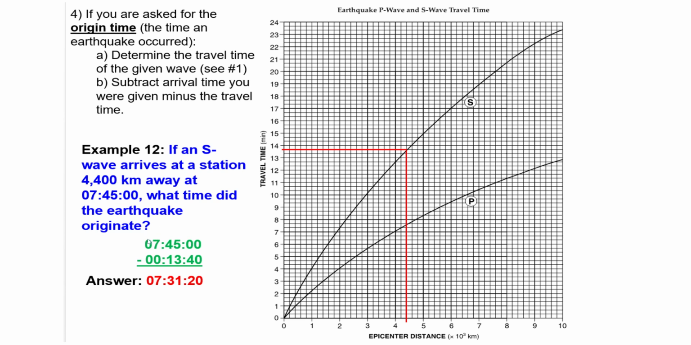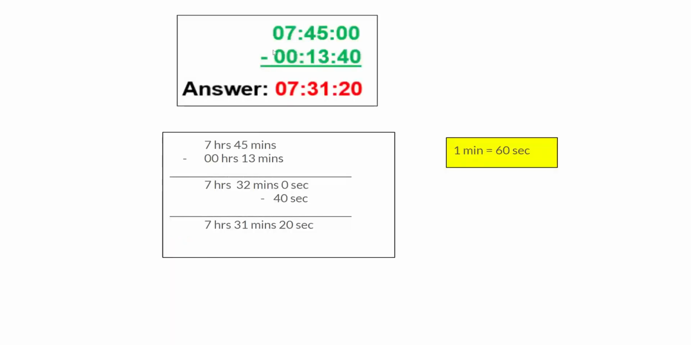Okay, so the S wave arrived at the station at 7 hours, 45 minutes, and 0 seconds. We know that the S wave took 13 minutes and 40 seconds to get there. So we're going to subtract 13 minutes and 40 seconds, and that gives us the time the earthquake actually happened, which is 7 hours, 31 minutes, and 20 seconds. Here's how I did the math. I ignore the seconds and only look at the hours and minutes. 7 hours 45 minutes minus 0 hours 13 minutes gives me 7 hours, 32 minutes, and 0 seconds.